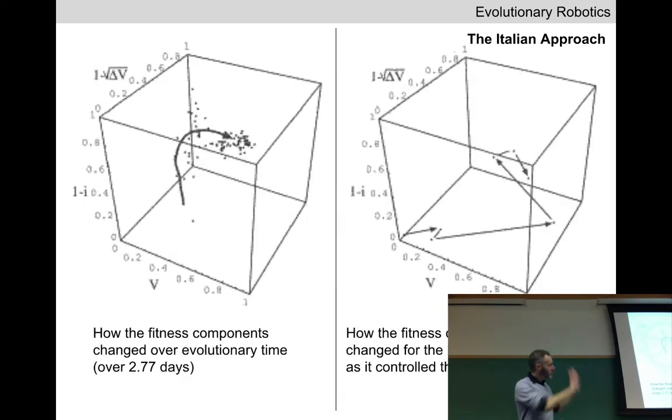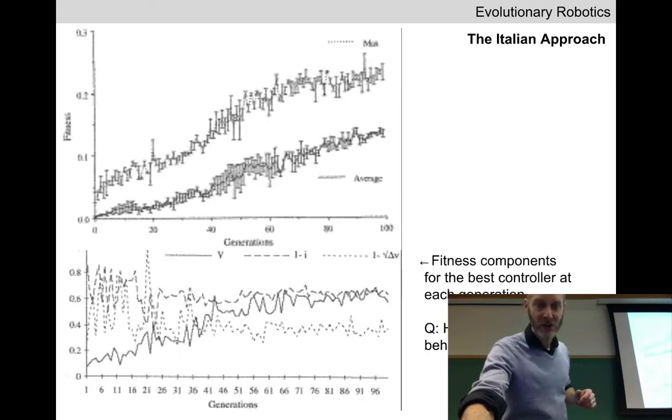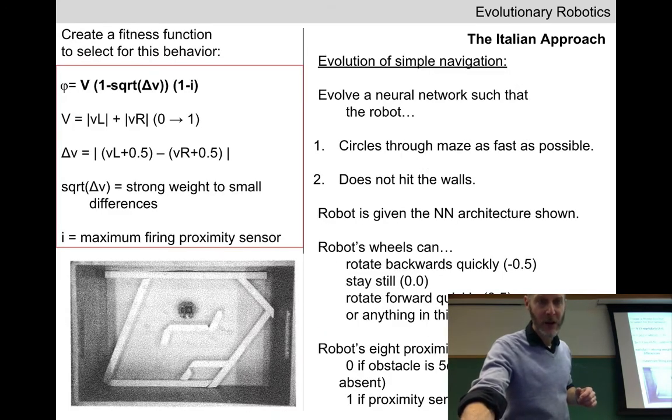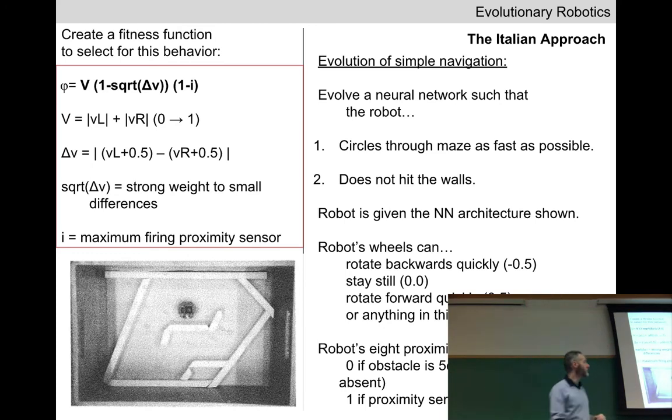I put this up here, it's kind of an interesting plot. They tried to show this in 3 dimensions. So we have 3 fitness terms. So we have v, 1 minus i, and the square root term up there. I'm sorry, I forgot to talk about the square root term. Why is it 1 minus square root of delta v? Why not 1 minus delta v?